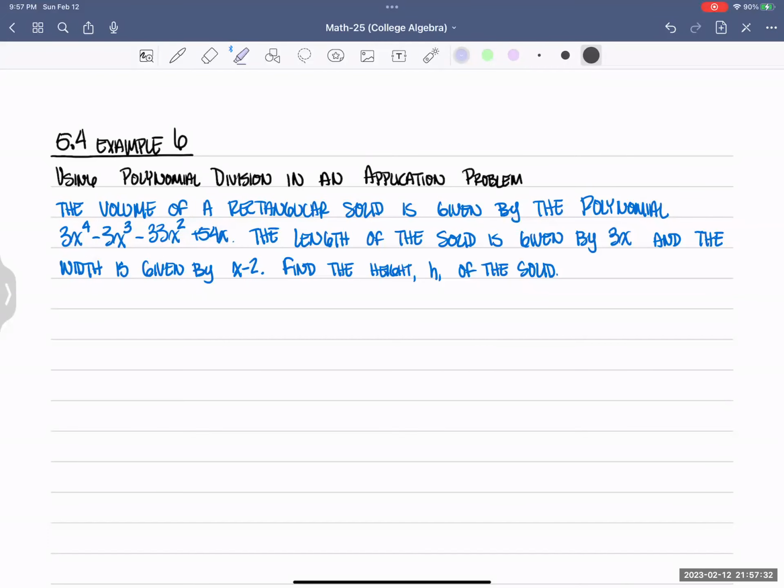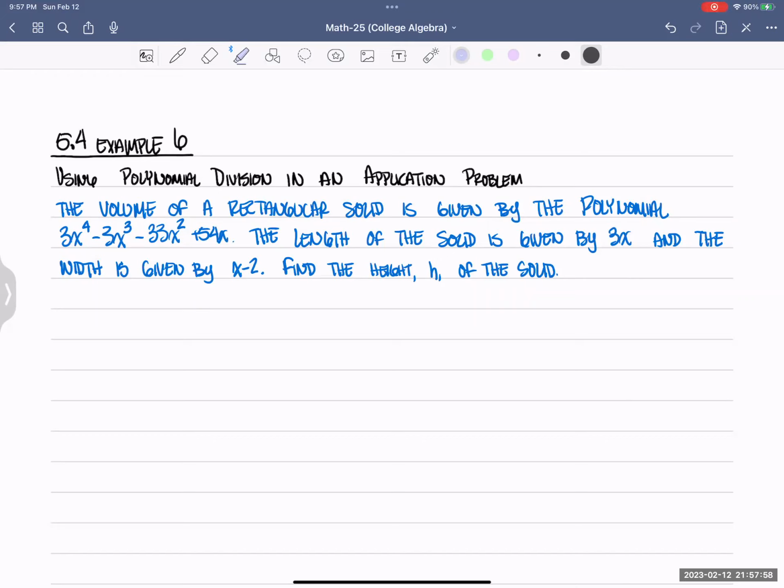Section 5.4, example 6, using polynomial division in an application problem. The volume of a rectangular solid is given by the polynomial 3x to the power 4 minus 3x cubed minus 33x squared plus 54x. The length of the solid is given by 3x, and the width is given by x minus 2. Find the height of the solid.